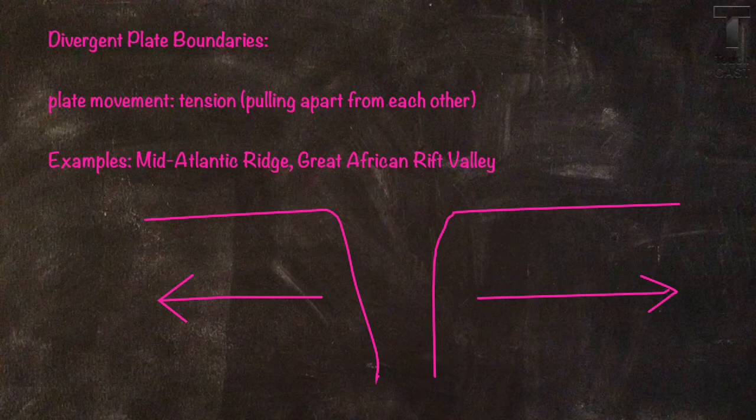Examples of where this is going to occur is the Mid-Atlantic Ridge, with the North American plate moving away from the Eurasian plate and the South American plate moving away from the African plate. This is an example of where we see sea floor spreading, which we talked about in the earlier video. That's underneath the ocean, on the ocean floor. We can also have divergent plate boundaries on land, and an example would be the Great African Rift Valley, where we've got 2 plates that are pulling apart at a particular boundary.